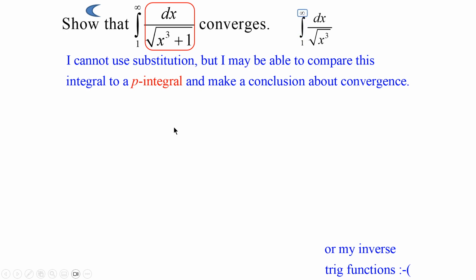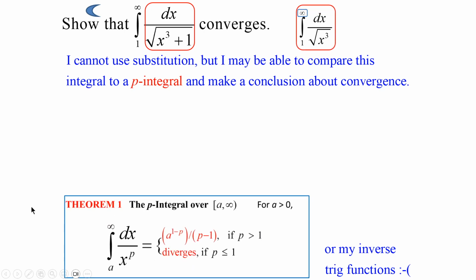All right, so this is type 1 right here. For type 1, I've got to show that it converges. That means my p would have to be greater than 1. And do you agree that my p would be 3/2? Converges.